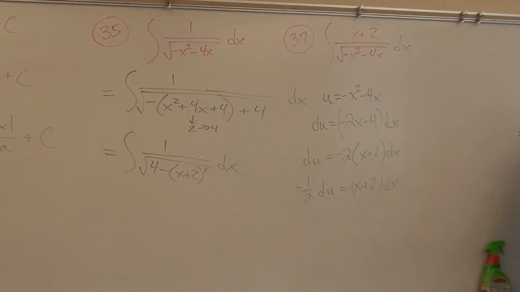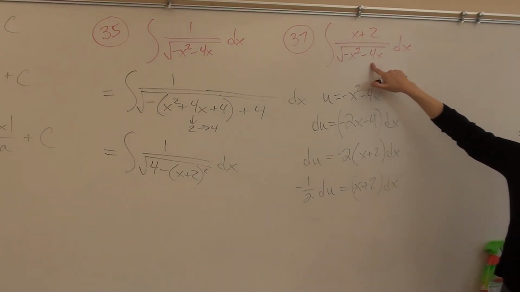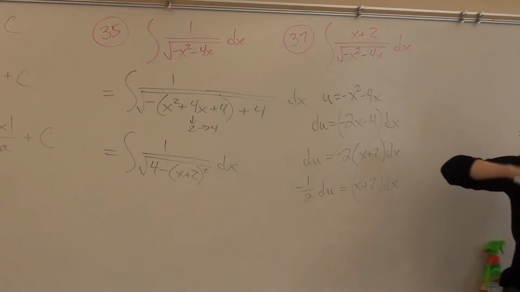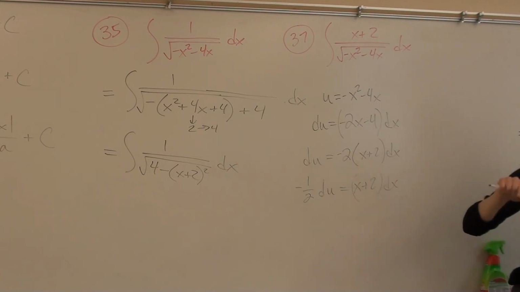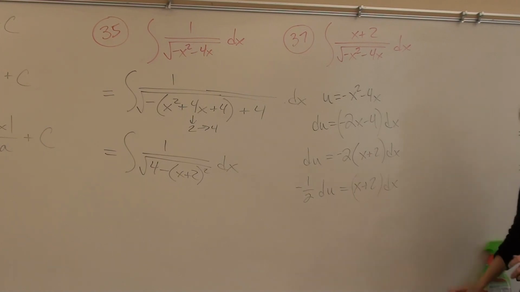Be careful. This is not a natural log antiderivative, because this would not be 1 over u. This would be 1 over u to the 1/2, or u to the negative 1/2, and it would be a power rule problem. Schmancy. Okay. All right, good.